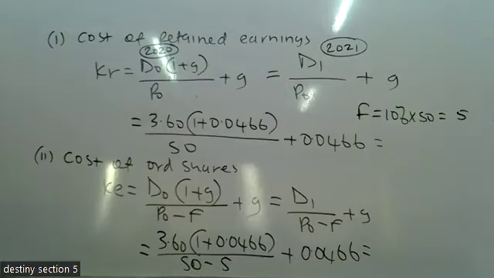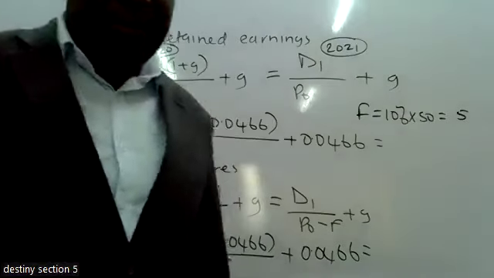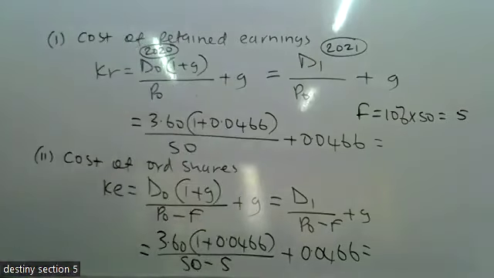So that one we give you with percent, 13.0. So that was now about the cost for the ordinary share.